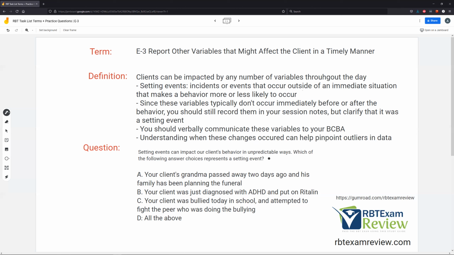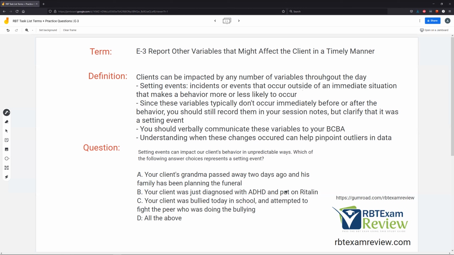B, your client was just diagnosed with ADHD and put on Ritalin, 100%. Medicinal changes, health changes, diagnosis, any of this, very important setting events in a client's life, especially with our populations who are more susceptible to these different medical issues and medical problems and new medical histories. Medicine changes, taken away, added, new diagnosis, absolutely, you should report these.